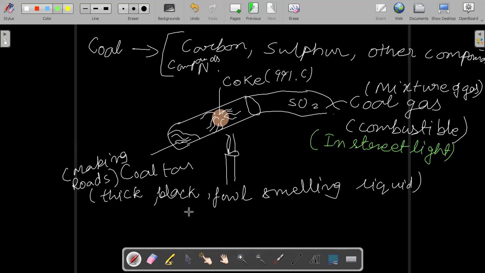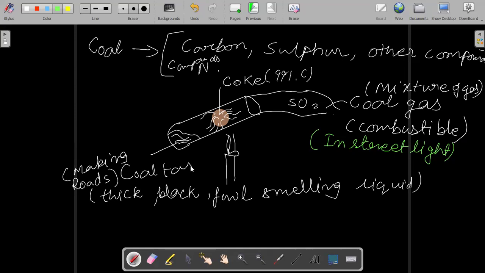So who will tell me all the uses? I am asking one by one. Let me see if you can answer. Okay, Charan Tej, what are the uses of coal tar? Sir, coal tar has bitumen, so it is used to make roads, sir.